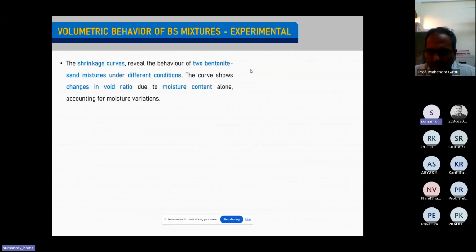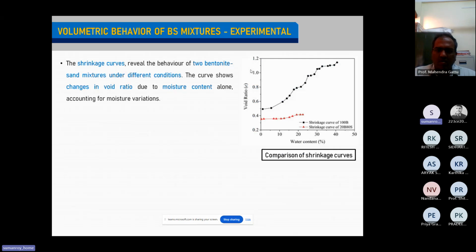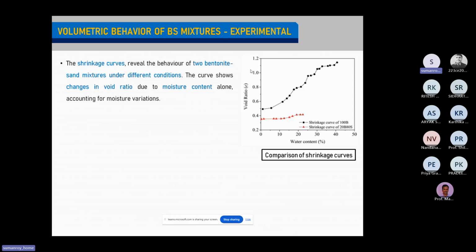Now, since we are dealing with expansive clays, strength is not the only aspect that we should look for. We also have to look at the volumetric behavior, and here we look at two different aspects. One is the shrinkage curve. The shrinkage curve says how the volume change occurs when there's a change in the water content. These are the two shrinkage curves of 100 bentonite and 20 bentonite 80 sand.